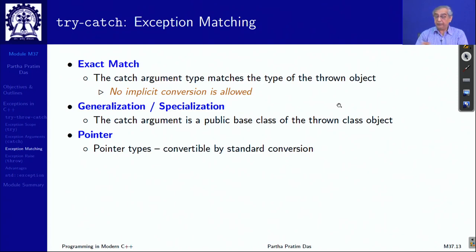Try catch matching, I have already mentioned that most of them are exact matches. There is no implicit conversion that is allowed, but you can use upcast in terms of matching a specialized object for a generalized exception class. Of course, in terms of pointer type, the standard conversions will apply if you throw a pointer type of exception. You might need to do that, because through the exception you may need to pass a lot of information which has to be persistent and so on.